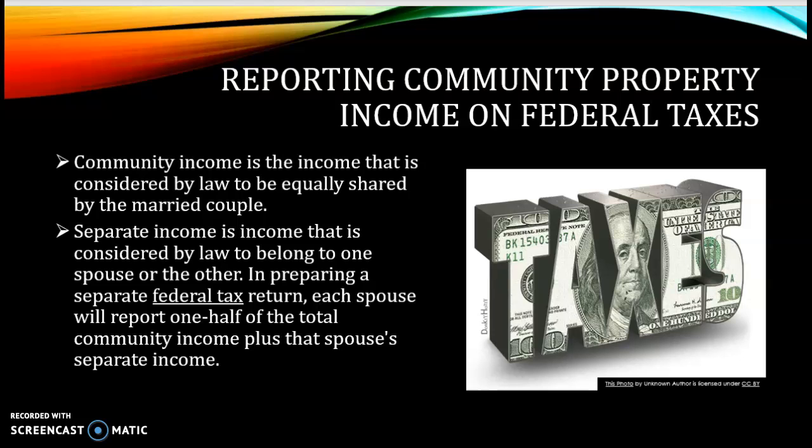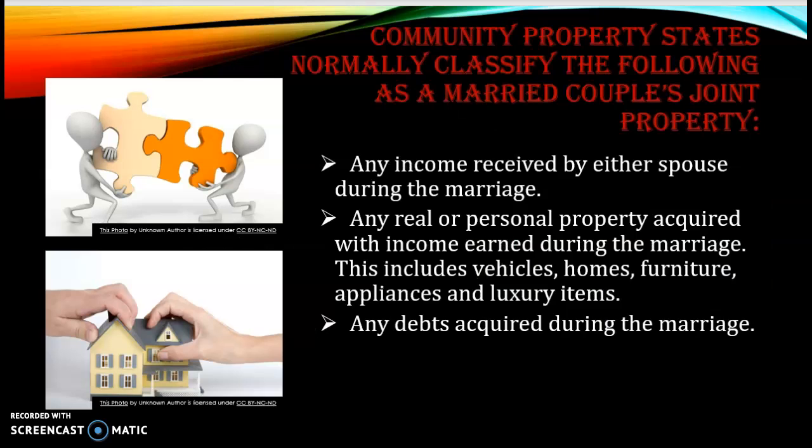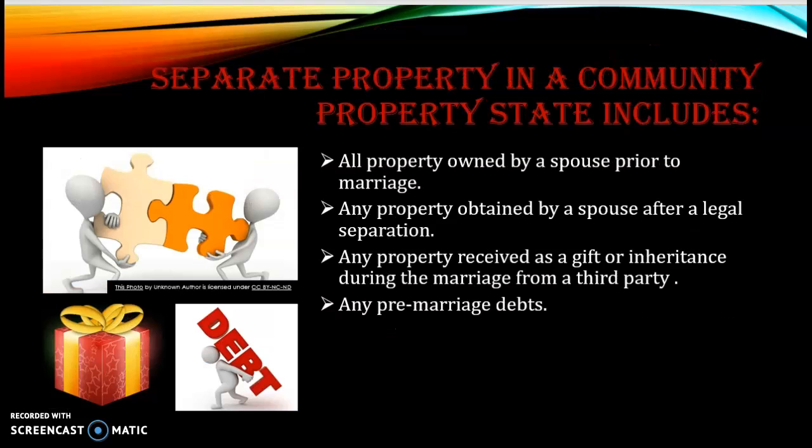In preparing a separate federal tax return, each spouse will report one half of the total community income plus their own separate income. Community property states normally classify the following as a married couple's joint property: any income received by either spouse during the marriage, any real or personal property acquired with the income earned during the marriage. These include vehicles, homes, furniture, appliances, and luxury items, and any debt secured during the marriage.